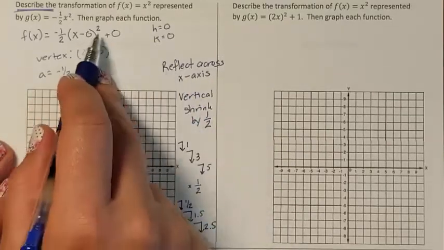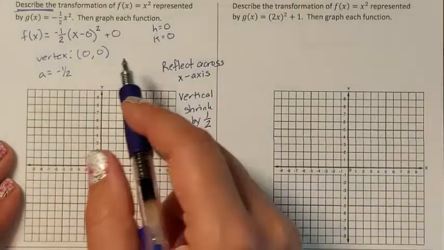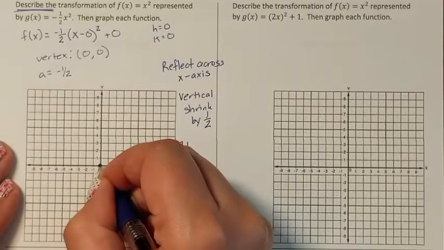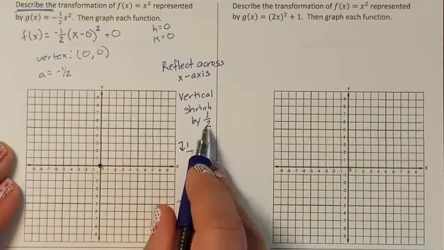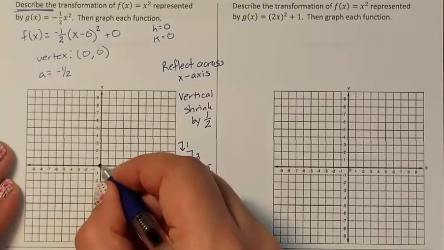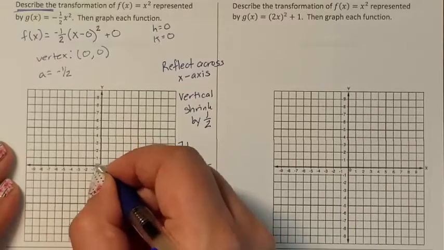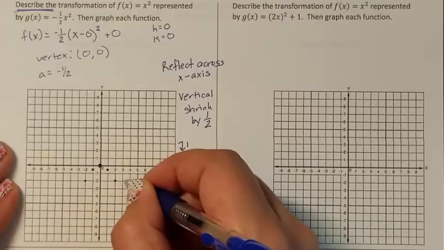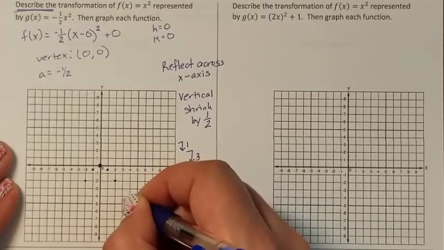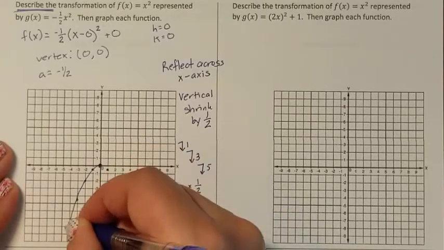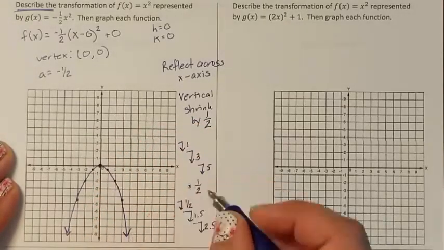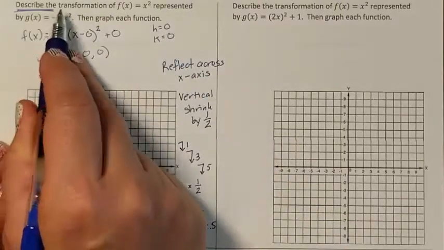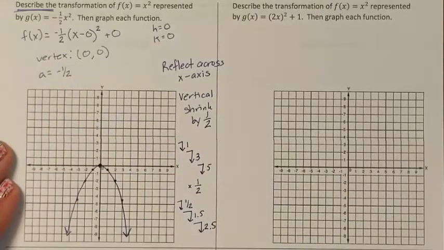So Chapter 1 and Chapter 2 go hand in hand. So I had no move left, move right. My vertex was still at 0, 0. Now I just need to make sure that I go down and I multiply by a half. So I need to go over 1, down 1/2, over 1, down 1.5, over 1, down 2.5. And here is my quadratic function using both Chapter 1 and Chapter 2 skills. Because it said to describe, I had to do Chapter 1 and Chapter 2 skills together.